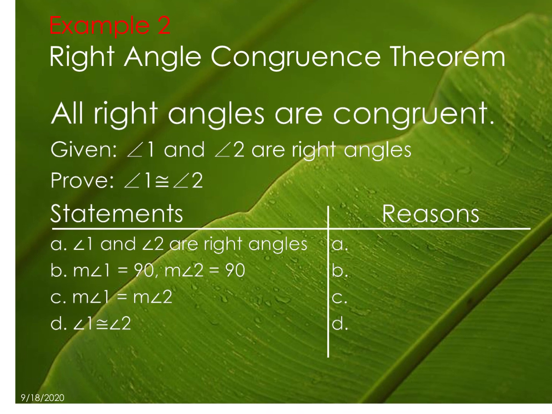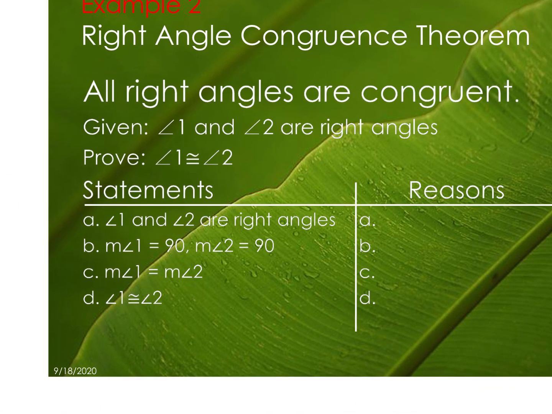Now notice they put A, B, C, D. I'm just going to renumber this. Instead of using letters, I'm going to say that this is step 1, 2, 3, and 4. And then I'm going to give the reason for each one of those. And again, don't forget that first one is always your given information. They gave us that angle 1 and 2 are right angles.